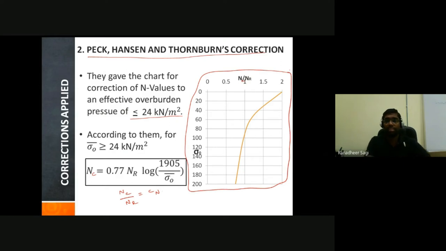Okay, so if your overburden pressure is less than 24 kilopascals, then we have to calculate the correction factor to be applied for overburden correction to get the overburden corrected SPT value. The corresponding correction factor has to be calculated only from this standard chart. If the overburden pressure value is greater than 24 kilopascals, then you can make use of this empirical relation to calculate your corrected N value for the overburden correction. Either you can use your standard chart or you can even use your empirical relation to calculate your corrected SPT N value for overburden correction.